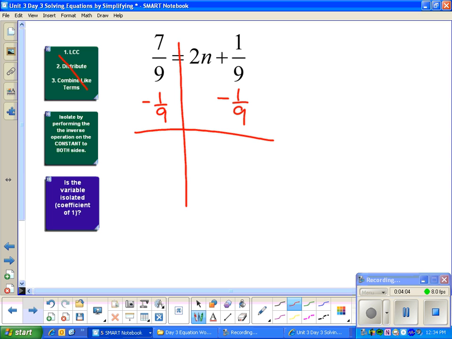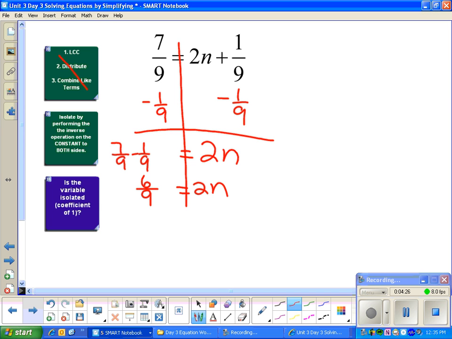I'm going to subtract 1/9 from both sides. And I'm going to have to figure out what 7/9 minus 1/9 is. I'll figure that out in a second. And I'm left on my right side with just 2n. We have the same denominators, so this subtraction problem is actually quite easy. 7/9 minus 1/9 is just 6/9 equals 2n.